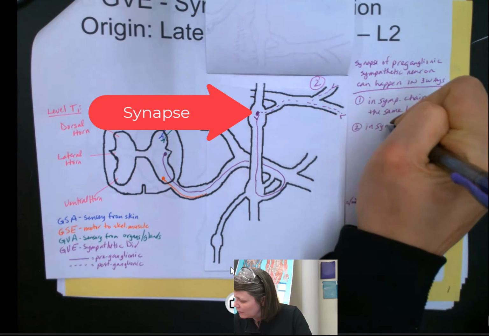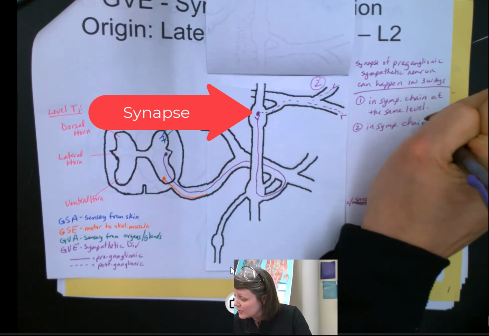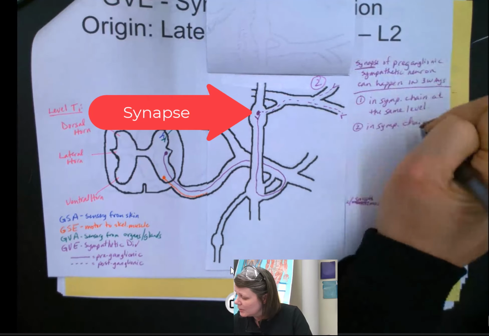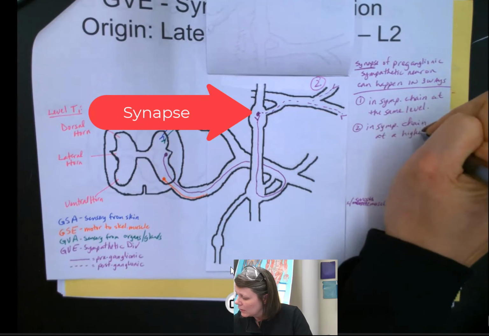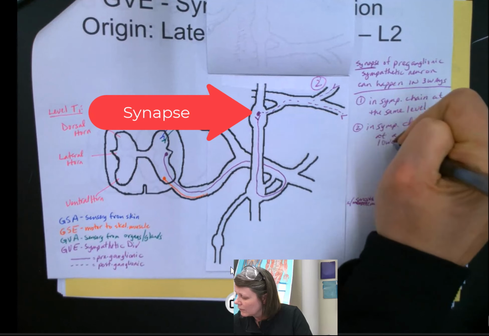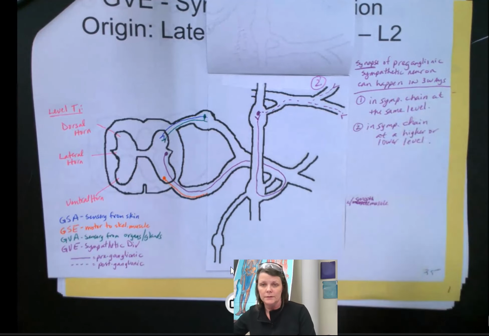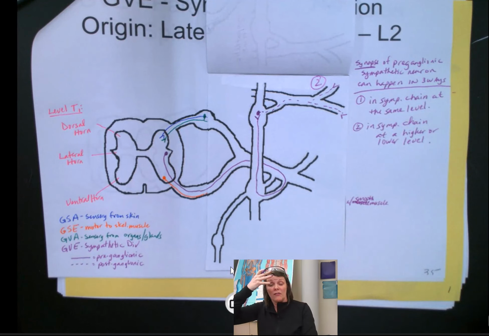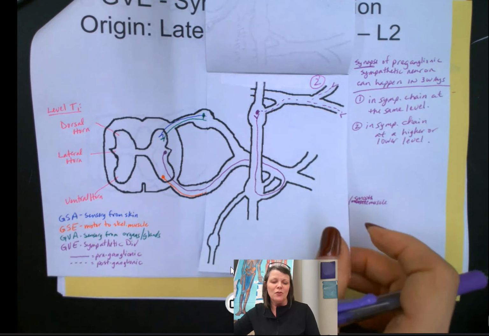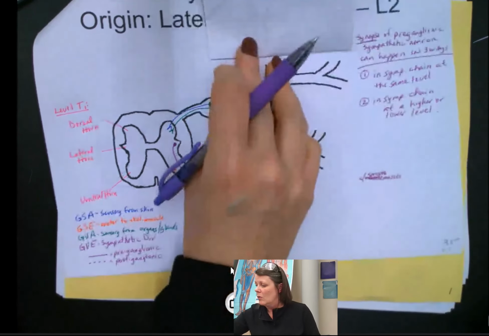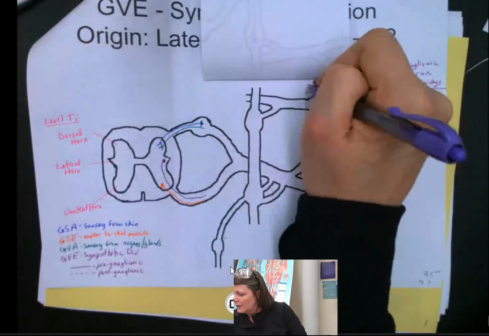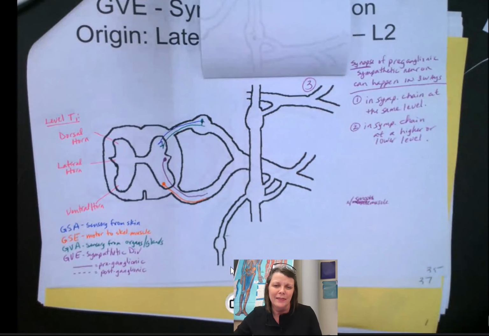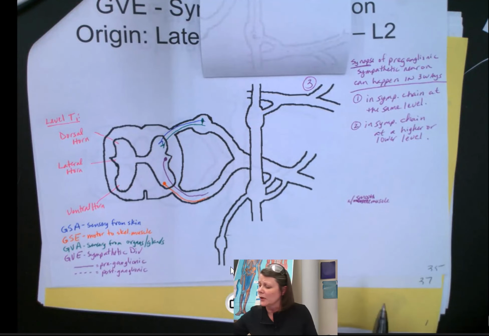In the sympathetic chain, so the synapse, remember that's what we're talking about, in the sympathetic chain at a higher or lower level. So that's going to take care of above our shoulders and below our rib cage. But then there's one more option that happens. Option number 3. Option number 3, I think, is the most rebellious of the 3.